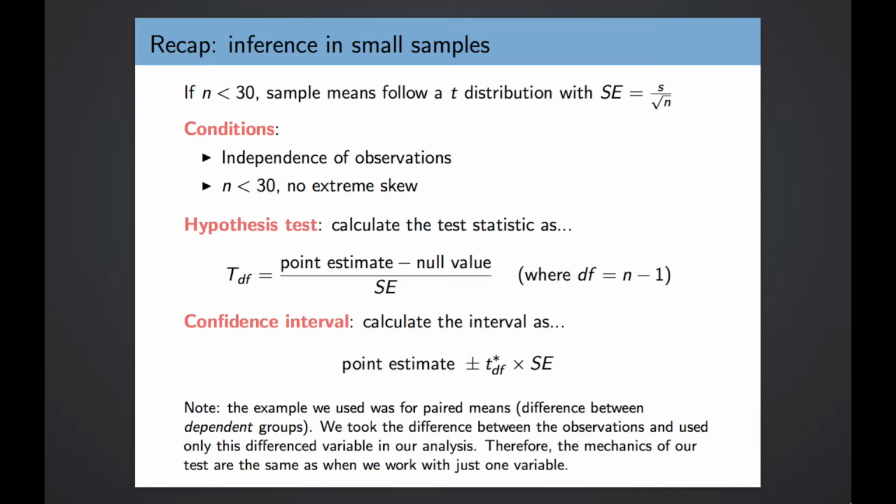And we're going to have the degrees of freedom of our t-distribution be equal to the sample size minus 1. And as always, we're going to calculate the confidence interval as our point estimate plus or minus a critical value times a standard error. And those critical values are going to come from the t-table.